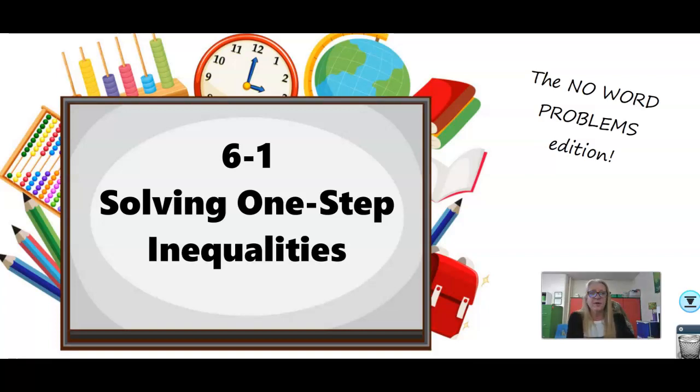Hi, boys and girls. Welcome to 6-1 Solving One-Step Inequalities, the No Word Problem edition. I want to get this done in a couple of days, and we can't possibly get that done if we're doing word problems. So we've axed those from this section, and we'll play around with word problems in 6-2.